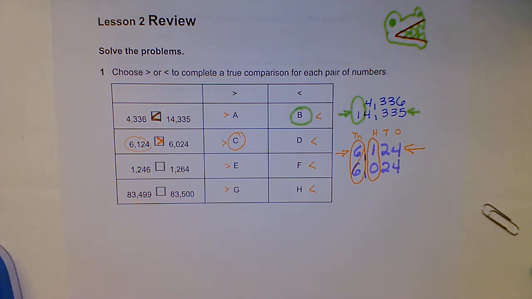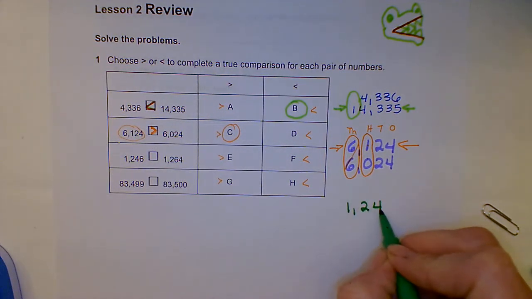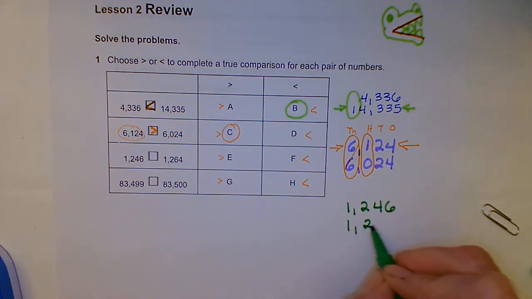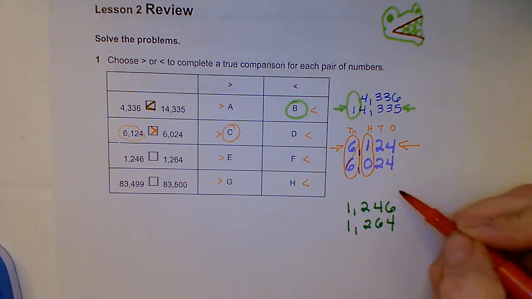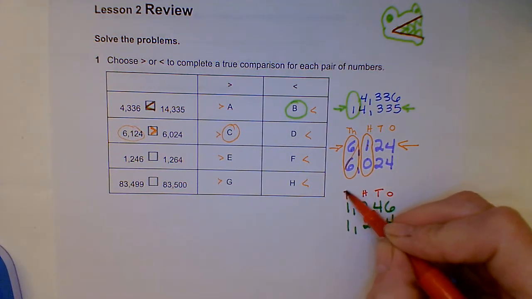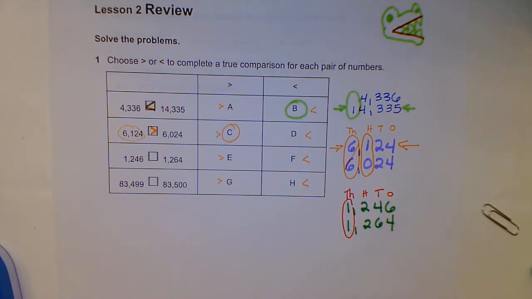Okay, next one. Let me grab a new colored marker for us. So we're going to do 1,246, and we're going to compare that with 1,264. When I do that, I'm going to start again way over on the left side. So in this case, let's go ahead and do this. Ones, tens, hundreds, thousands. I'm going to start in my thousands because that's my largest place value.